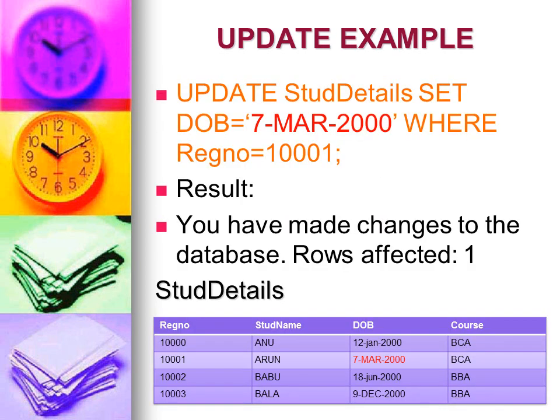Example for update statement. UPDATE student_details SET date_of_birth = 7 March 2000 WHERE register_number = 10001. If we enter this command, it will show the result that you have made a change to the database. Rows affected is 1. So, for the student who has the register number 10001, the date of birth is changed to 7 March 2000.